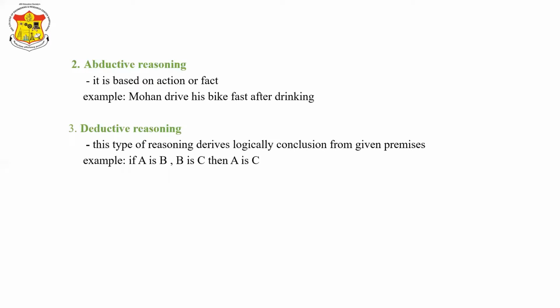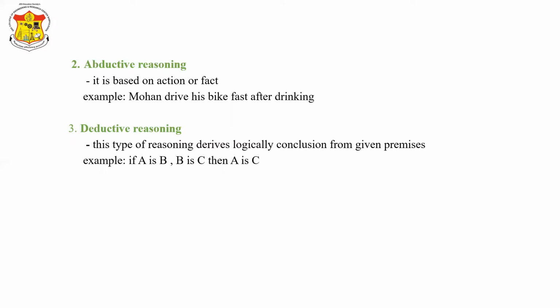Second one is abductive reasoning. Abductive reasoning is based on actions or facts. This type of reasoning goes from the fact to the action or a state which caused it. Right? For example, Mohan drives his bike fast after drinking. Whatever action is there, he drives his bike fast. The conclusion is, when Mohan drives fast, he has been drinking, right?